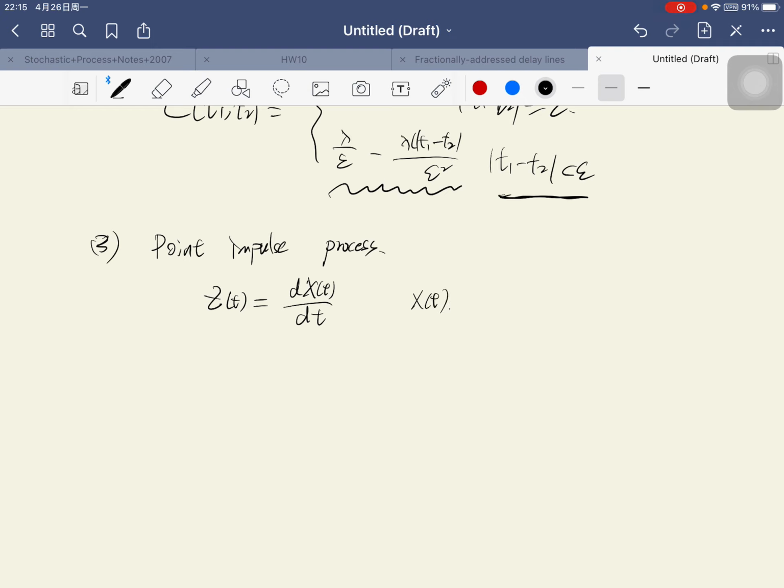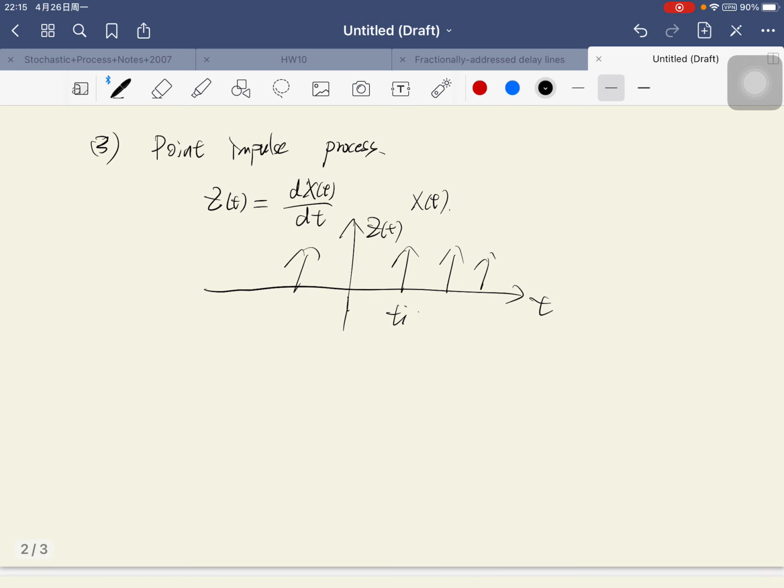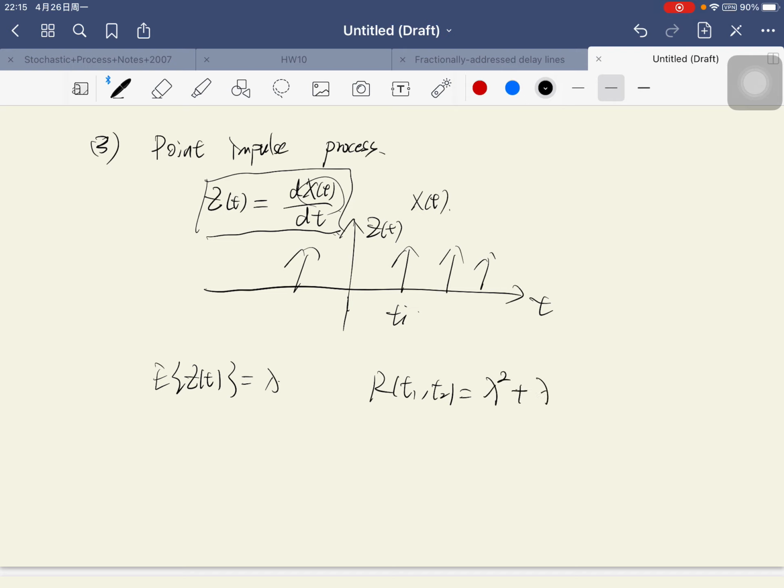X(t) is the Poisson process, and the graph of it is just some impulses on the t-axis, at the times ti. There is no mass function for this, but we could compute the expected value of Z(t), which is also lambda, because it is the derivative with respect to t of the mean of X(t). The autocorrelation R(t1, t2) is equal to lambda squared plus lambda delta(t1 minus t2), and the autocovariance is equal to lambda delta(t1 minus t2).